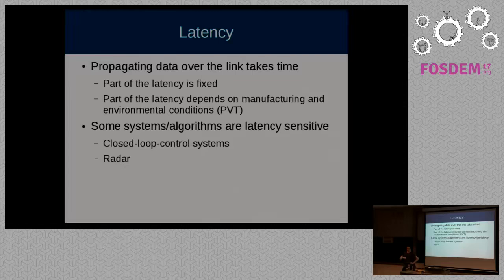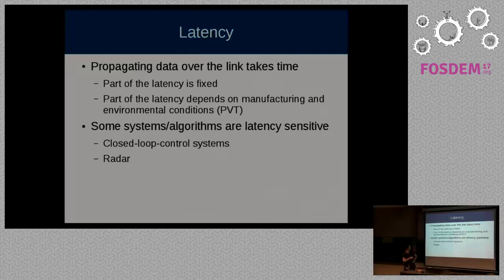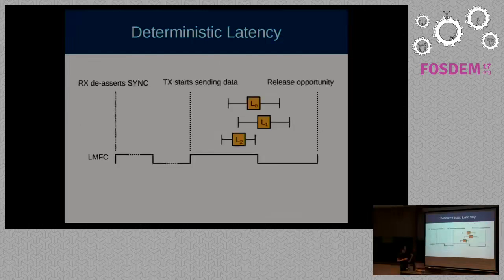And there are certain systems and algorithms that are very latency sensitive. For example, closed loop control systems, where you transmit something, then measure it, and then adapt your transmit based on this, like DPD. And also radar, where you want to measure the runtime difference between 2 signals, is very dependent on latency. So ideally, you always want to have the same latency. And the way JESD does this, it does not remove the latency from the system, but it compensates for it.